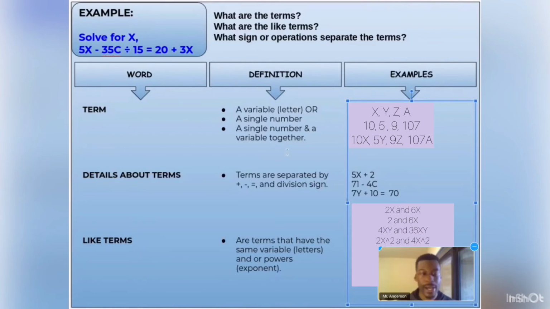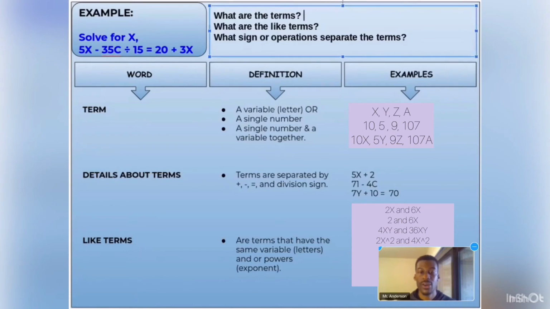Okay, so now let's just take a look up here as we're coming to a close. Right here where it says solve for x. Our example says 5x minus 35c divided by 15 equals 20 plus 3x. So my question to you, and this should be light work. If it's not, make sure you watch this video again, or leave a comment, or ask your teachers, or ask myself what the answer is. How come I'm missing this? But definitely watch the video again to see if you can get it on your own first.